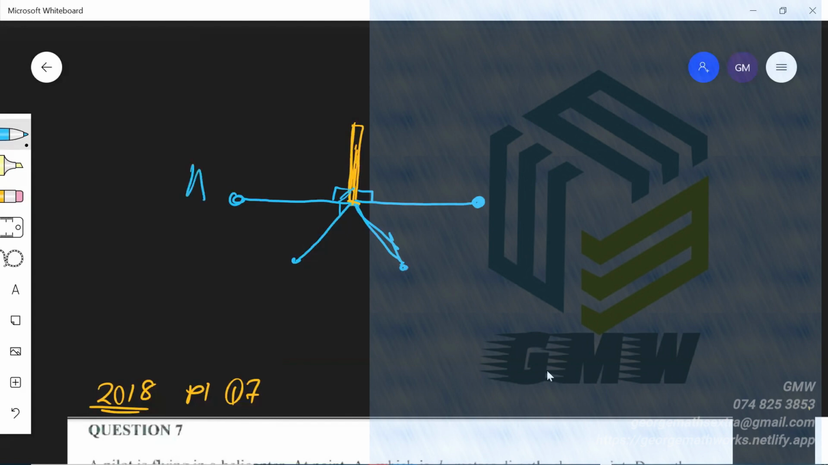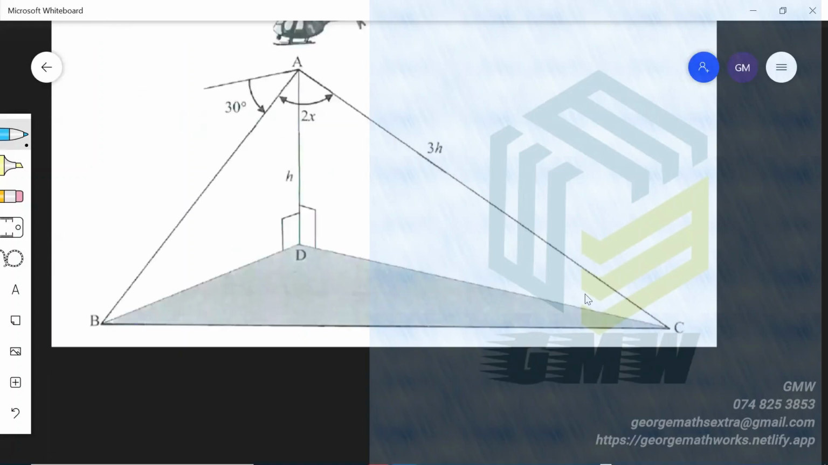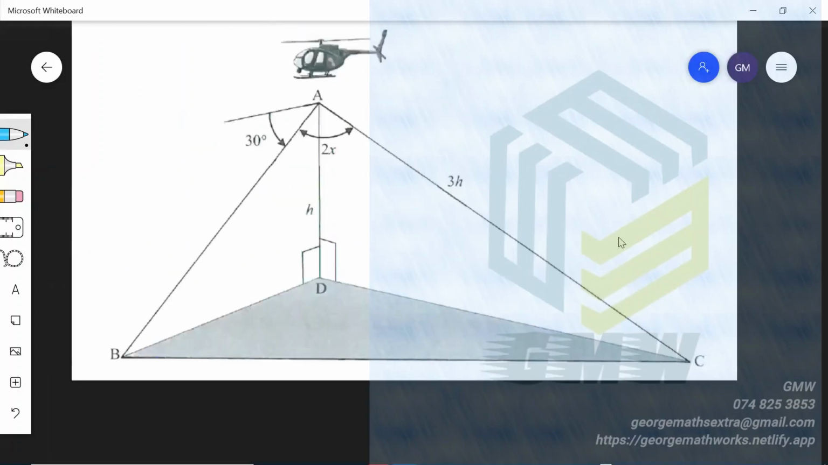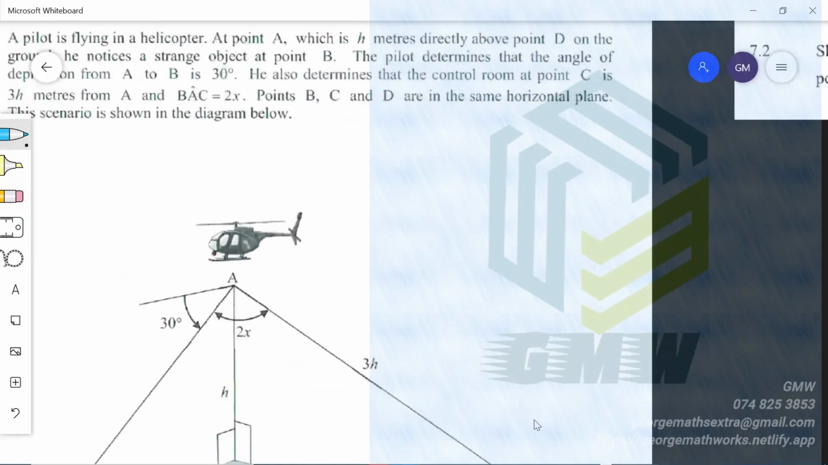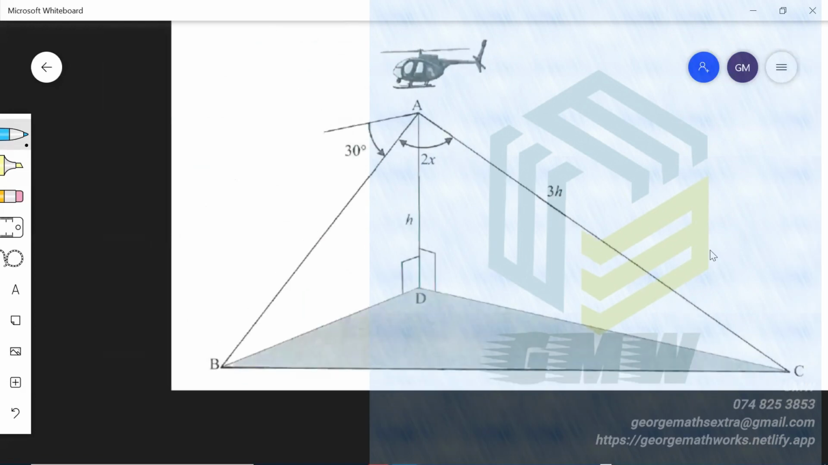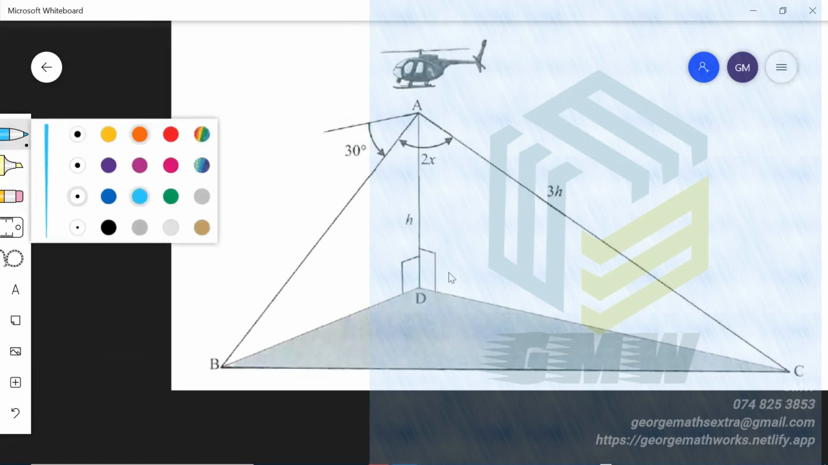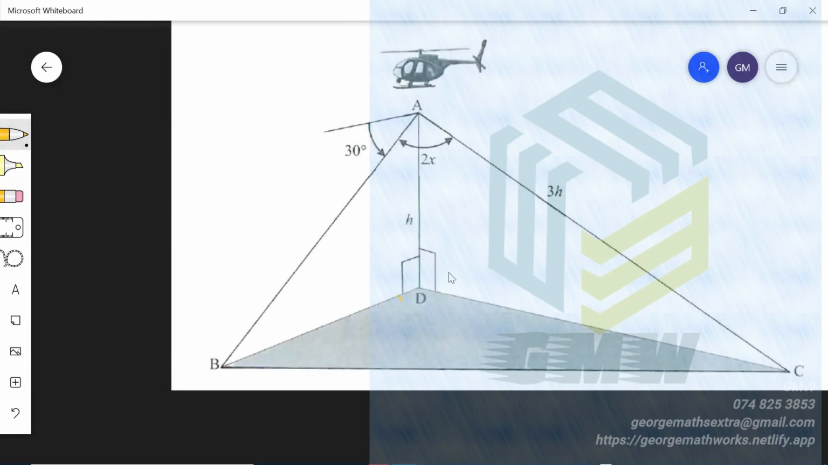If you played netball before, this is what will be happening. They will all be at 90 degrees to the pole. So that's exactly what they are saying. Points B, C, and D are on the same horizontal plane. So they introduced right-angled triangles here. But do you see that the angle D, the angle here, is not 90 degrees? It is bigger.